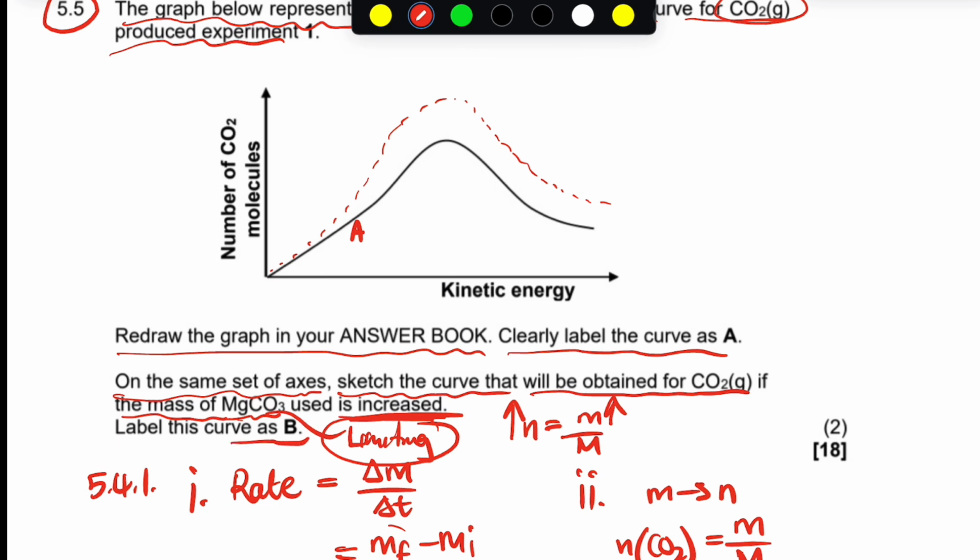So they said we must label the curve as B. So our graph is going to be like that. The concentration graph is like that. So if the mass increases, the number of particles increases, which is the concentration increases, right? If the number of particles increases, the concentration increases. So it's like the concentration graph. I hope that makes sense, guys. Cheers. Bye.